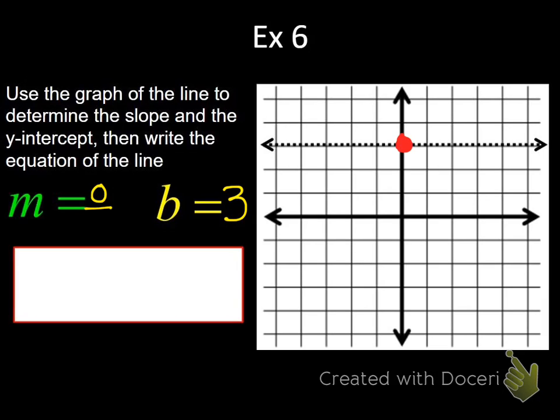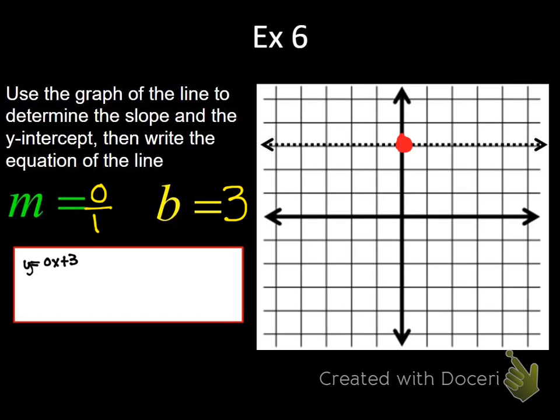0 over 1. Okay? So, several ways that I can write this. What's one way that I can write this? Just put y equals 0x plus 3. I'd write it like that. That'd be wrong. What do I need to put first? Y equals, sorry, keep going. 0x plus 3.